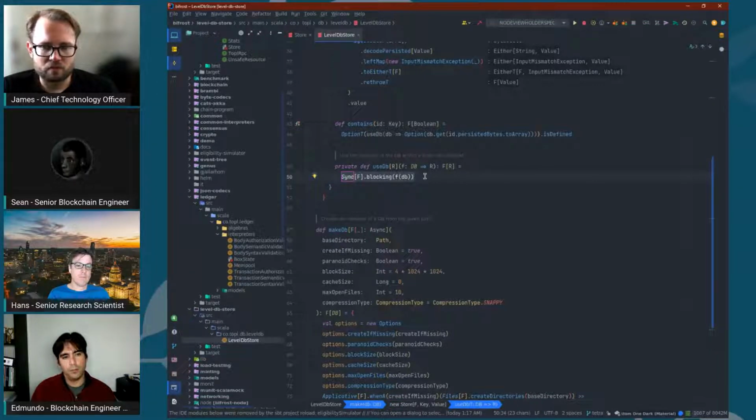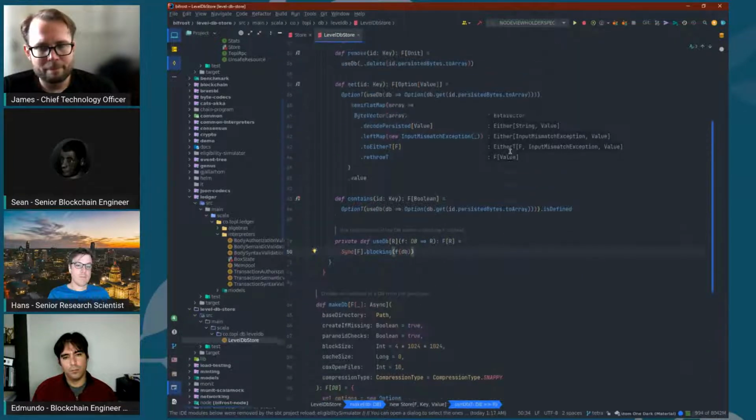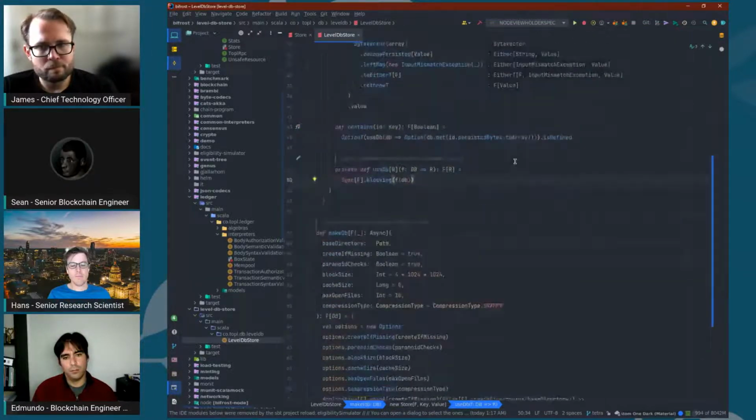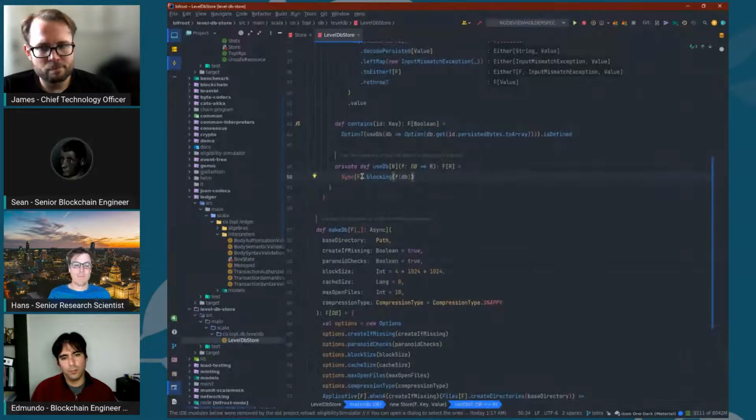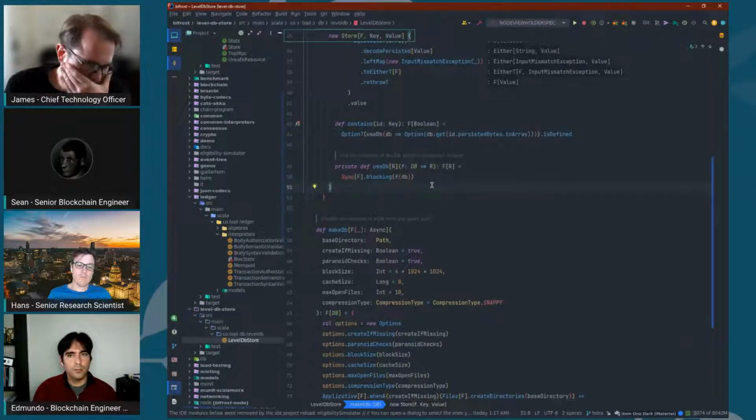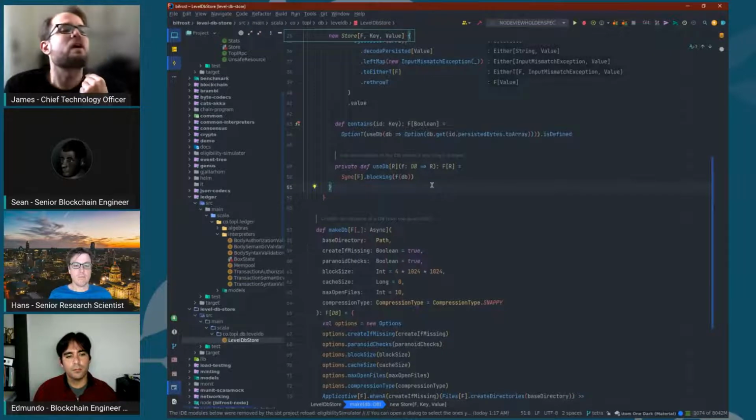So that would be more like sync.defer or sync.delay. The sync.blocking is just saying run this computation on the thread pool meant for blocking operations. Oh, I see. Okay, yeah. It's not enforcing any sequentiality or anything like that. It's just saying run this on the dedicated thread pool.